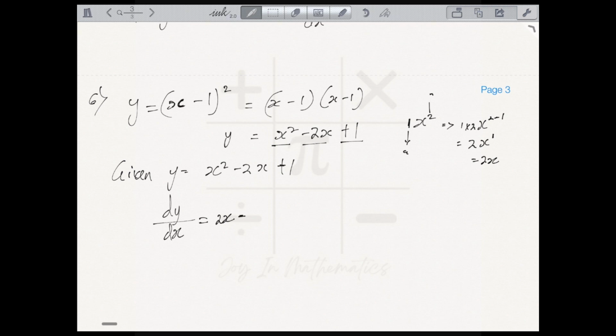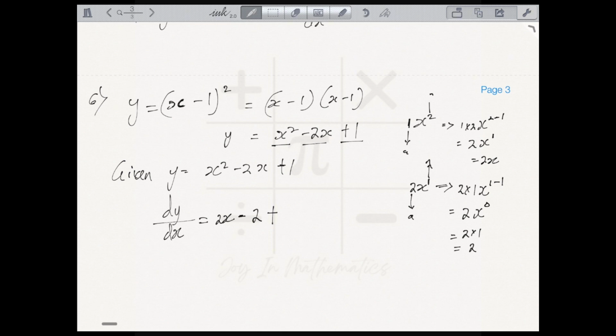Minus. Now let's differentiate 2x. Differentiating 2x, we have a to be 2 and 1 to give us n, because x is the same thing as x raised to power 1. Now this will give us 2 multiplied by 1, x raised to power 1 minus 1. This will give us 2 into x raised to power 0. Anything raised to power 0 is 1. That's 2 multiplied by 1, and that will give us 2.